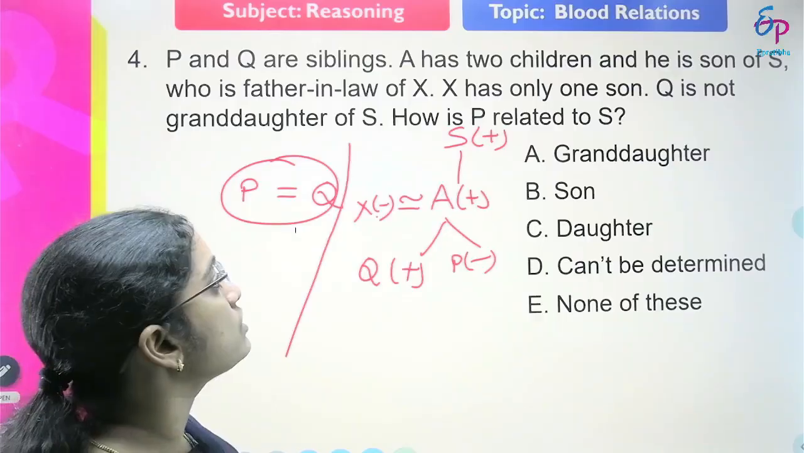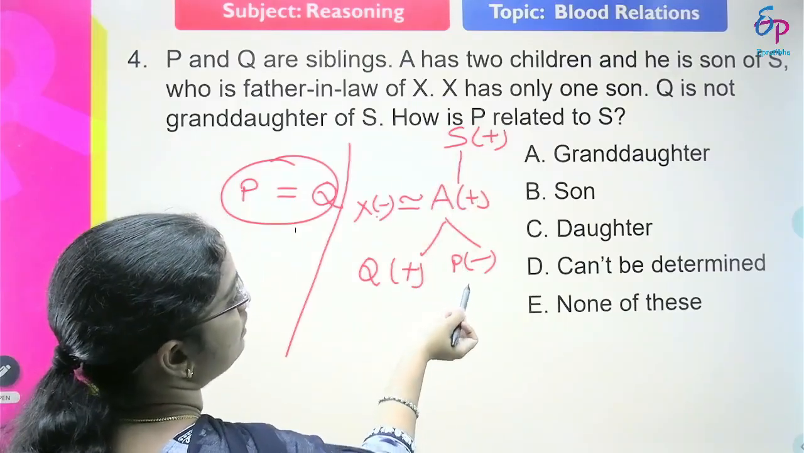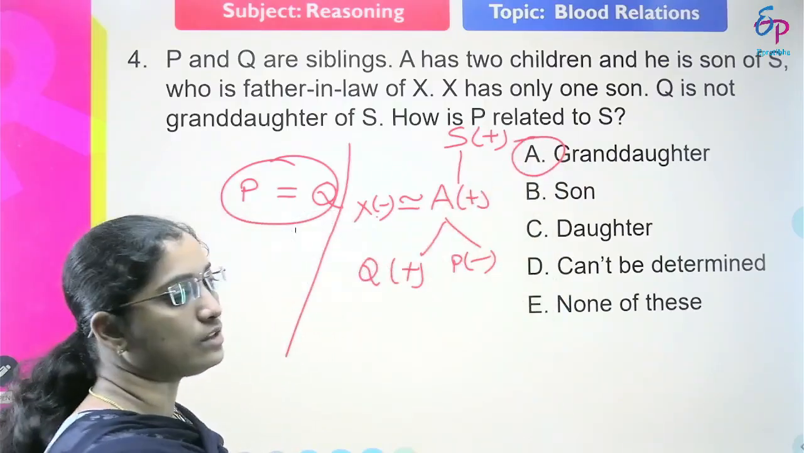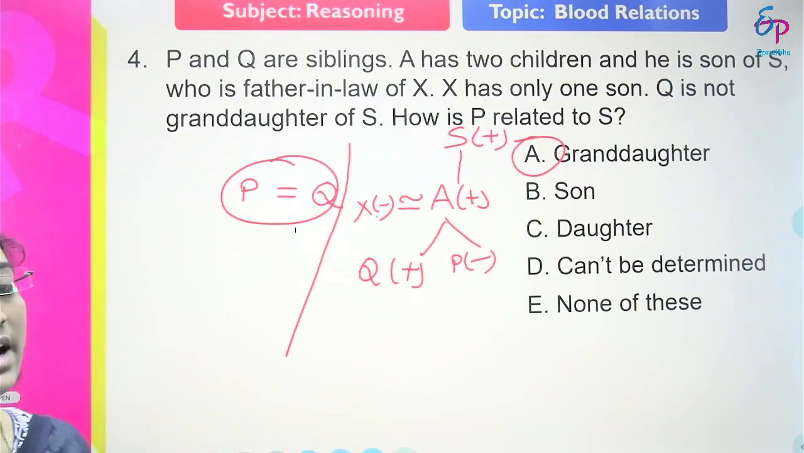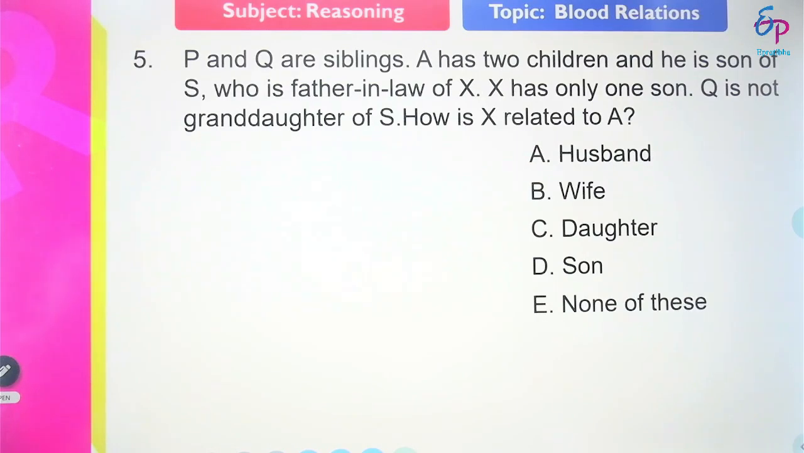Okay, then our question, how is P related to S? How is P related to S? P is granddaughter of S. Okay, so our answer is option A. Okay, P is a granddaughter of S. Okay, then move to next question.